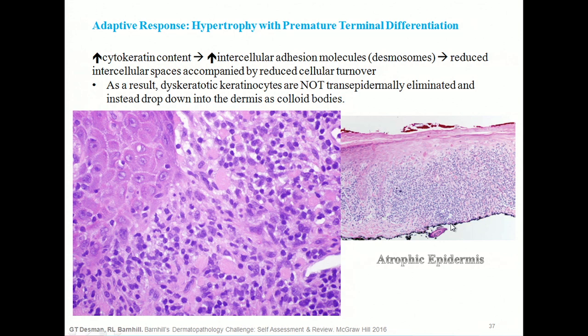And due to this increased keratin content, you're going to have an increase in intercellular adhesion molecules, which is going to result in reduced intercellular spaces accompanied by a reduced cellular turnover. And as a result of this, the dyskeratotic keratinocytes are not going to be eliminated transepidermally, and instead will drop down into the dermis as colloid bodies. And the end result of an interface pattern is typically an atrophic picture versus a hyperplastic picture like you see with a spongiotic pattern.